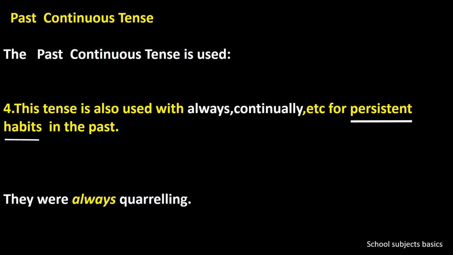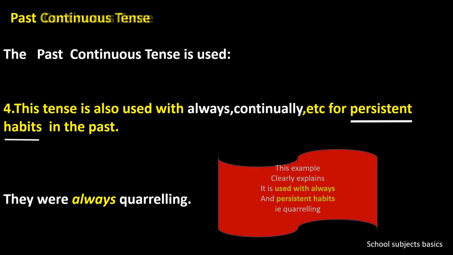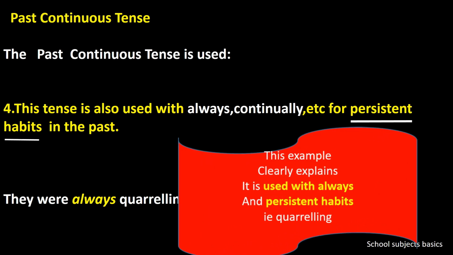They were always quarreling. So from the example, the word always is used and it explains the persistent habit, that is they were quarreling, the action was happening again and again. So once again, past continuous is used to denote an action going on at some time in the past. The time may be denoted or not denoted, and it is used in four things: for something that happened before and after another action, at a specific time, continued for some time, and the last one for persistent habit. Hope you understood.